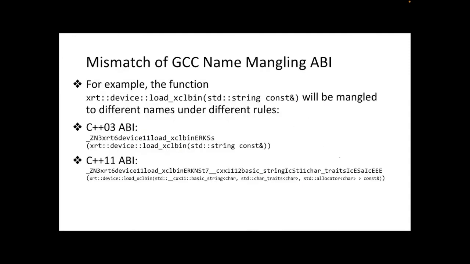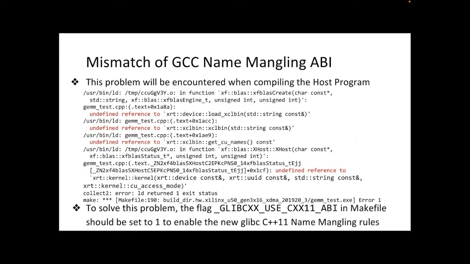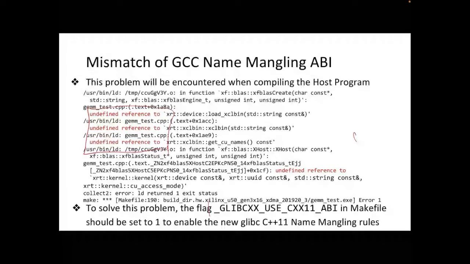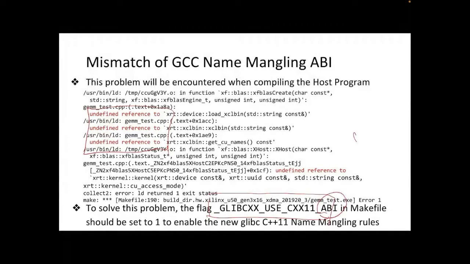Now, one specific issue is that when we want to compile the testbench, the host program returns this error message, because C++03 and C++11 use different name-mangling rules. The flag _GLIBCXX_USE_CXX11_ABI is the instruction to tell the GCC compiler to use the new name-mangling rules.